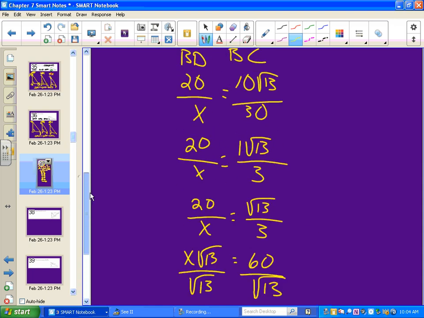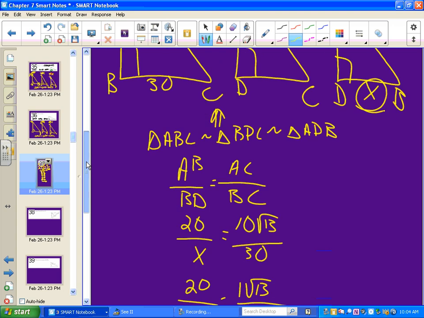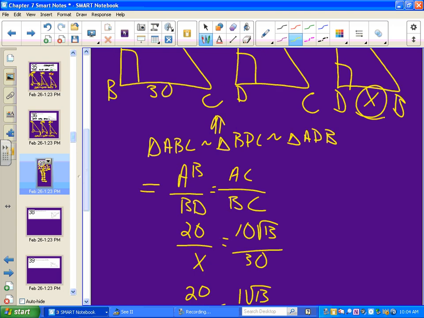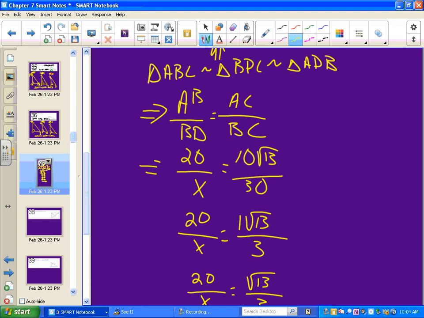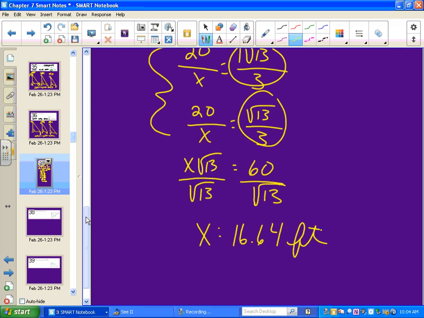Okay, so to recap, we separate all three triangles. I wrote my similarity statement. From here, I had to pick proportions that involved x. So I did 20 over x equals 10 times the square root of 13 over 30. That's AB over BD equals AC over BC. And from there, I simply solved for x. I simplified the ratio, and then cross-multiplied and solved for x.